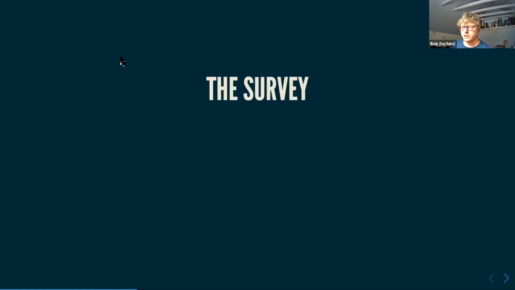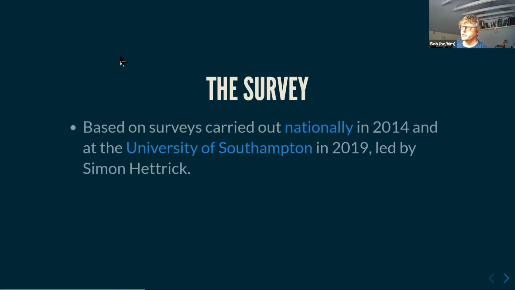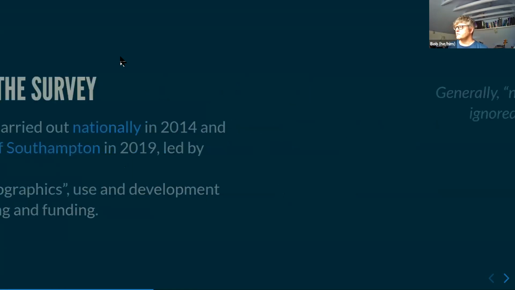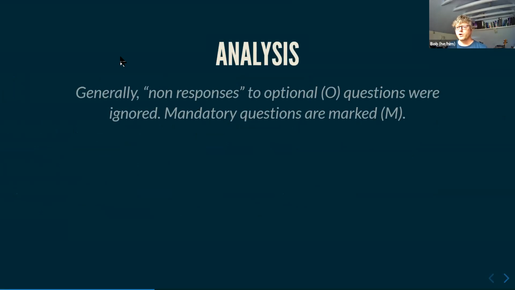The survey itself is based on surveys carried out nationally and at the University of Southampton, and is inspired by these. In general, we asked about sample demographics, by which I mean who the funders were and what faculty people were in. We asked about use and development of software, about training, and about funding and staffing.